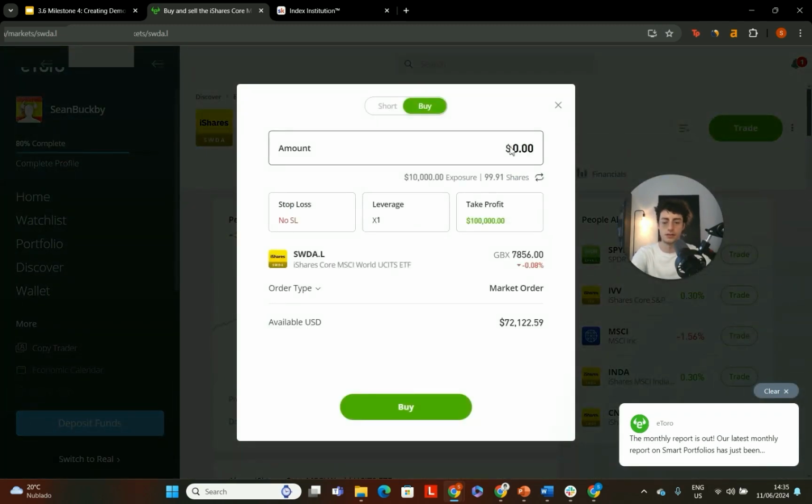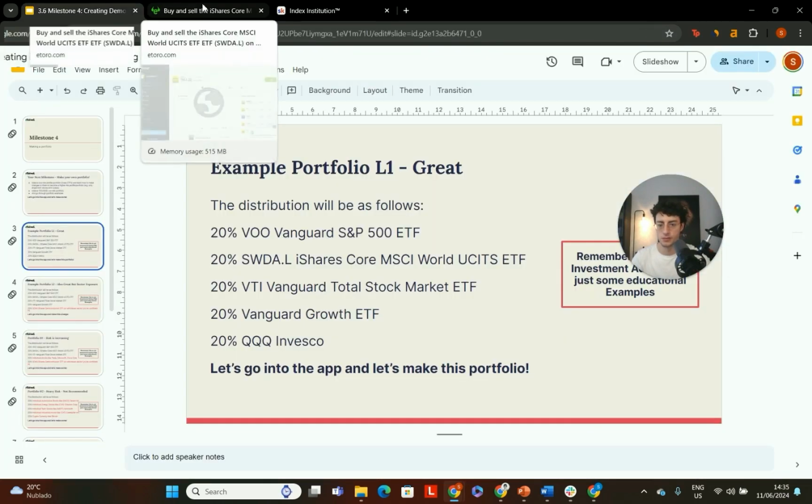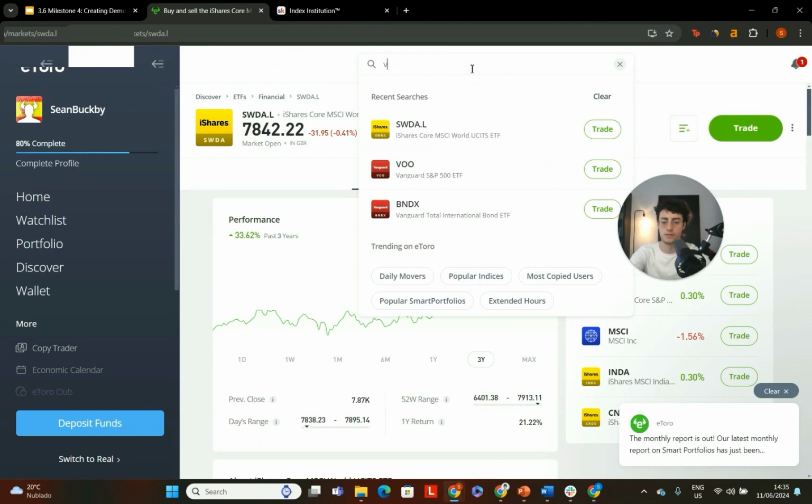Set this to 20,000. Whoops, there it is. 20,000. Okay. Same as before, we want a 20% split. Done. Then we're going to do VTI Vanguard.